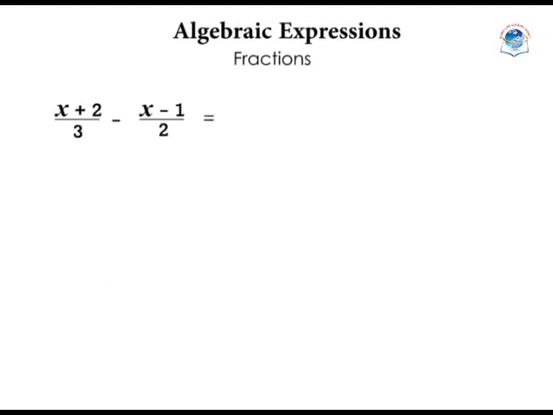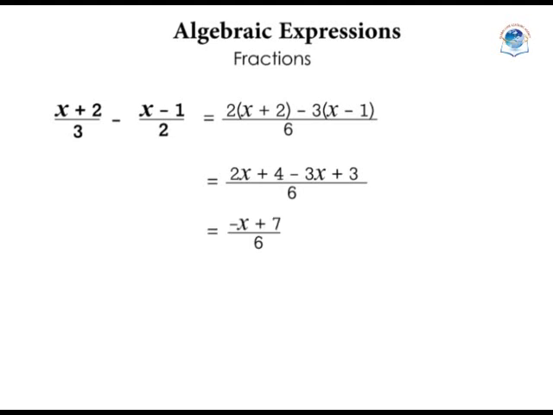Now consider x plus 2 over 3 minus x minus 1 over 2. The LCM of 2 and 3 is 6. 6 divided by 3 is 2 times x plus 2 minus 6 divided by 2 is 3 times x minus 1. We open the brackets and we have 2x plus 4 minus 3x plus 3. That gives us minus x plus 7 over 6.